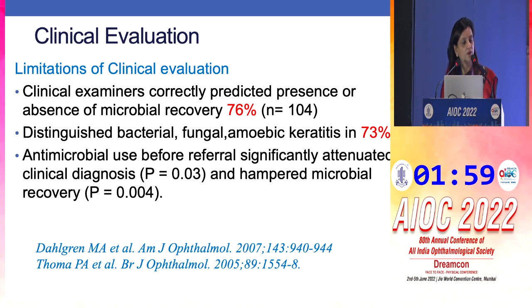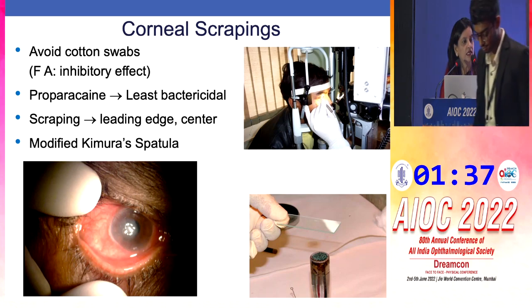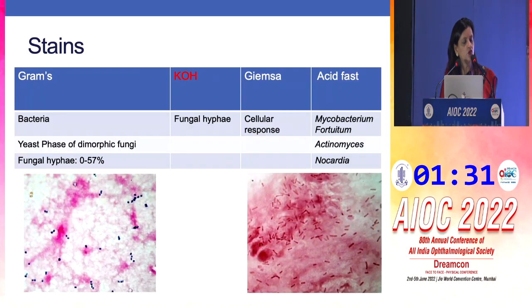almost three-fourths of the cases, depending upon your clinical examination. But for the one-fourth of the cases, you still require microbiology, which remains the mainstay for any case of microbial keratitis. So the scrapes are taken by using proparacaine, from the leading edge of the ulcer and the center of the ulcer, and one can use a modified Kimura spatula, which most of us actually do not use.